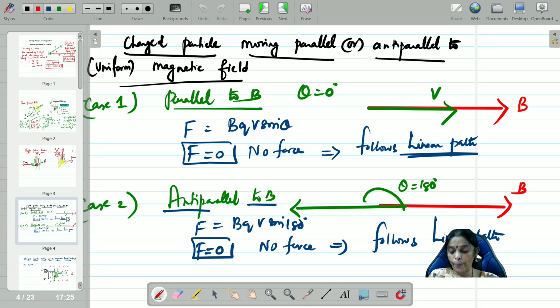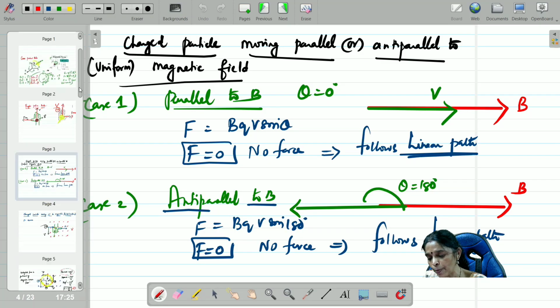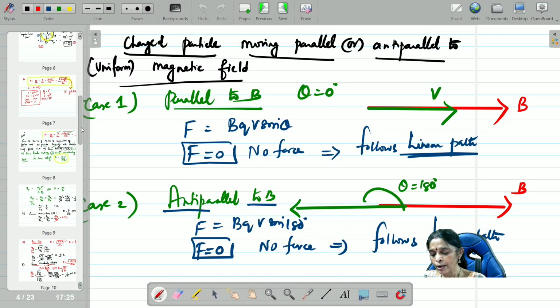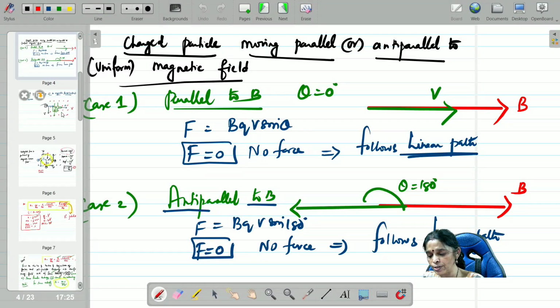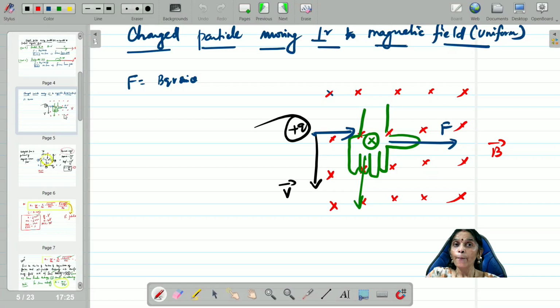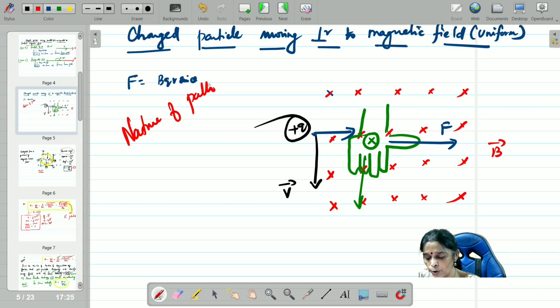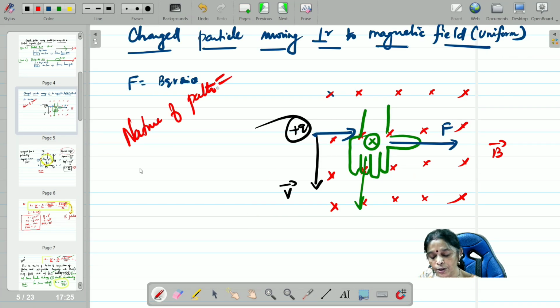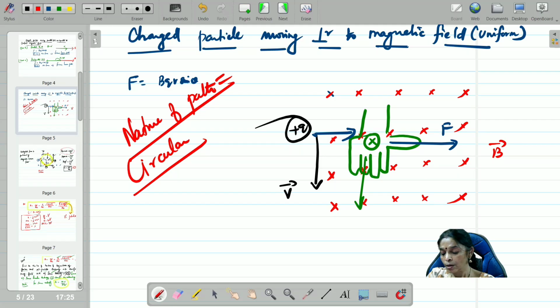But if the charged particle is moving perpendicular to the magnetic field, what force does it experience? It experiences centripetal force. So, what is the nature of the path? We have seen that the nature of the path is going to be circular.